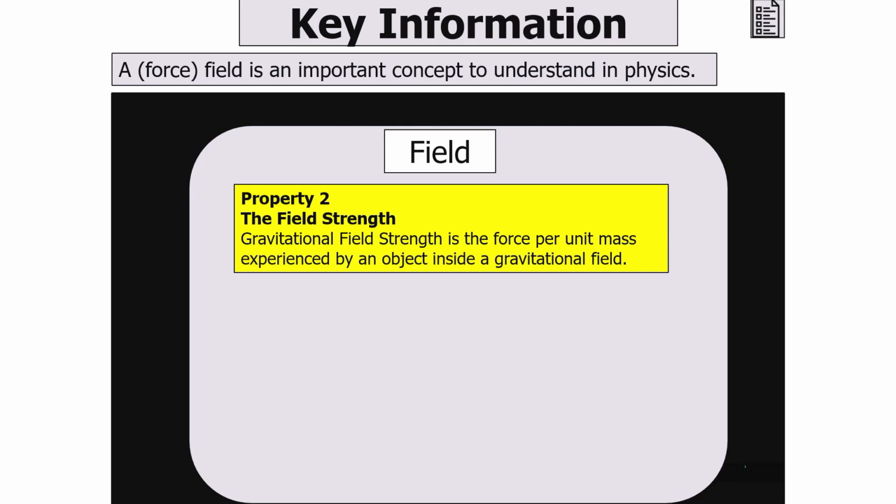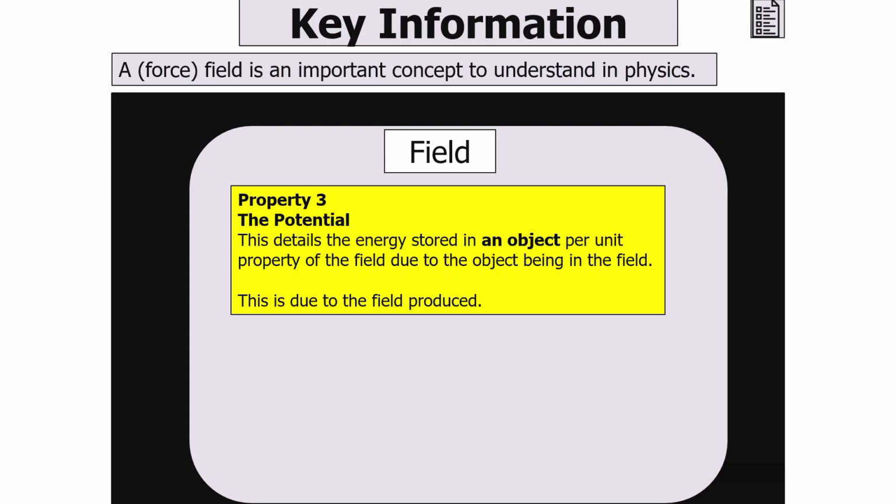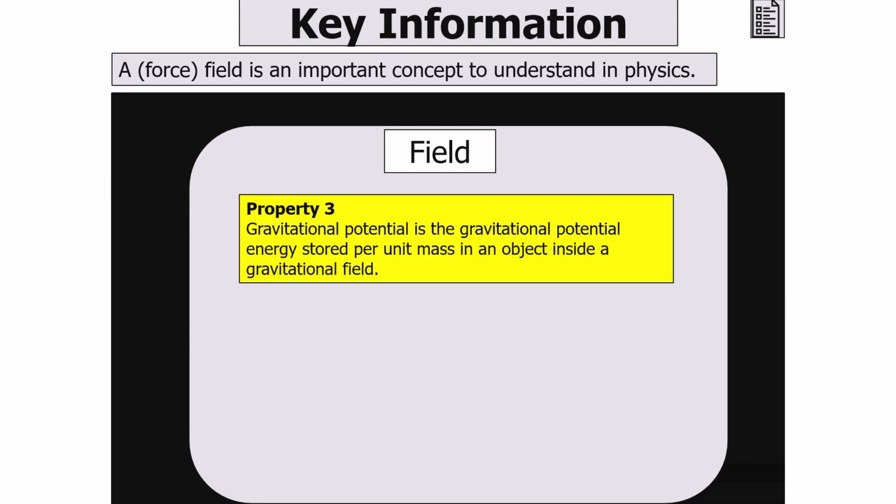The third property is the potential, and this details the energy stored in an object per unit property of the field due to the object being in the field. Now again, this is once again due to the field being produced. So for example, gravitational potential is the gravitational potential energy stored per unit mass in an object inside a gravitational field.